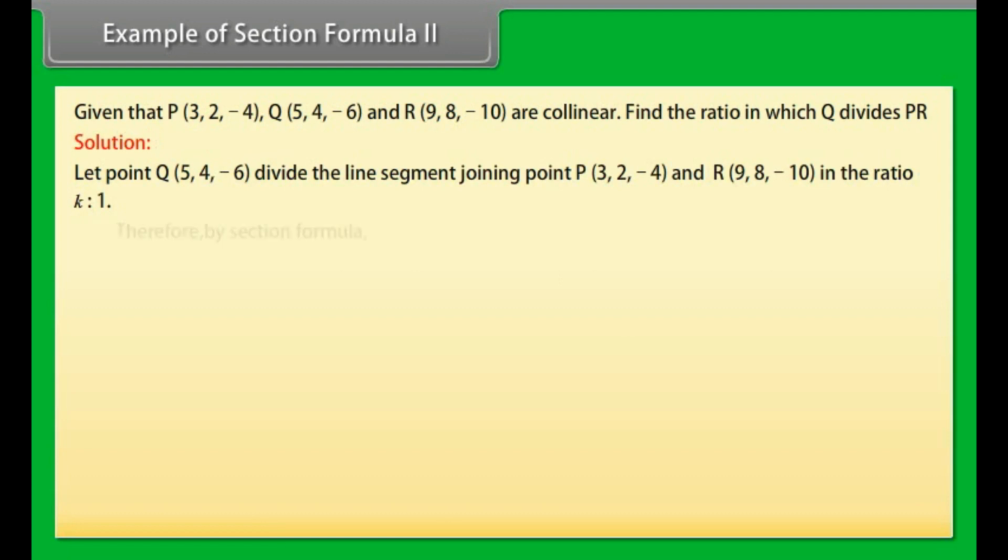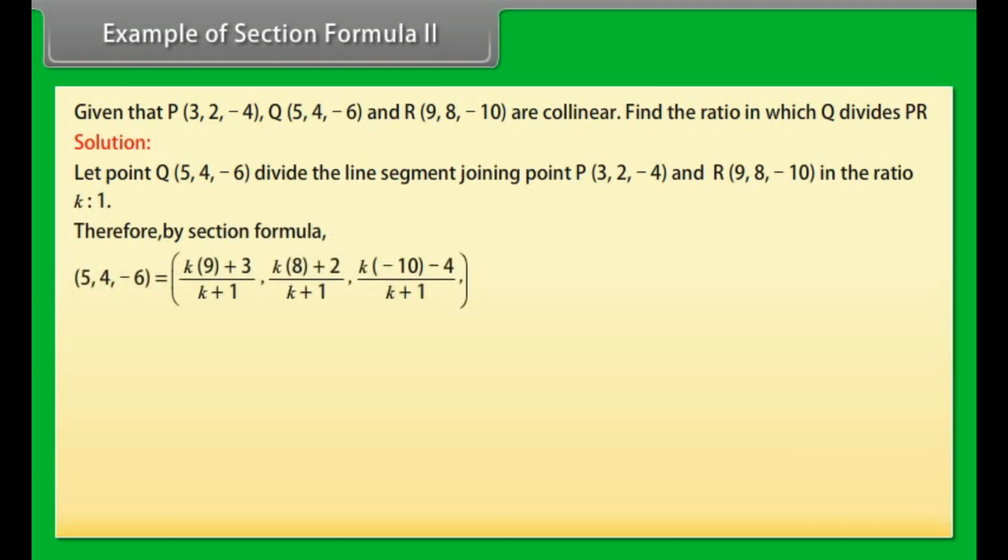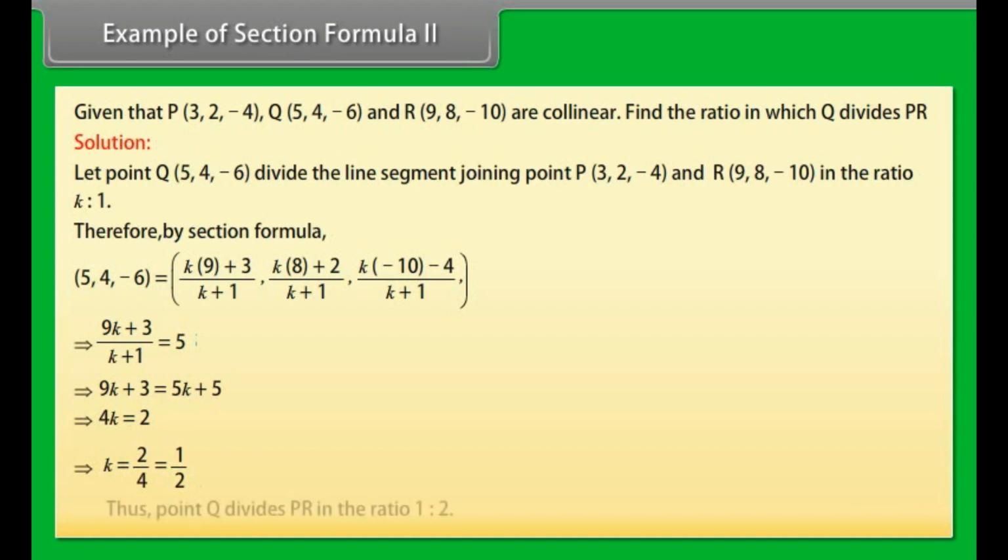Therefore, by using the section formula we get (5, 4, -6) equals ((k into 9 plus 3) by (k plus 1), (k into 8 plus 2) by (k plus 1), (k into -10 plus 4) by (k plus 1)). On solving for k, we get k equals 1 by 2. Thus, point Q divides PR in the ratio 1:2.